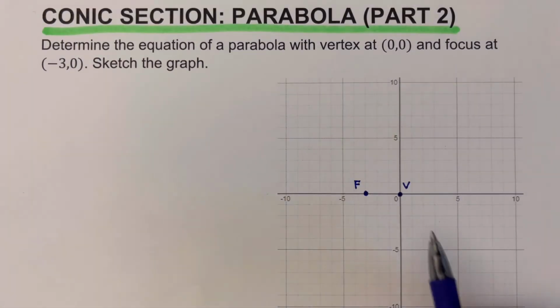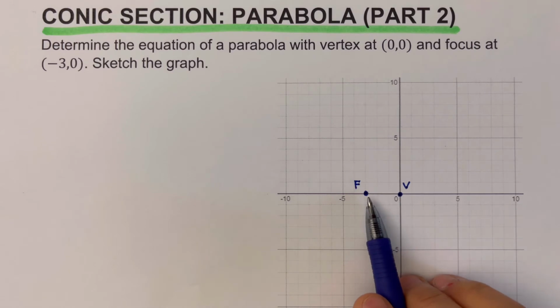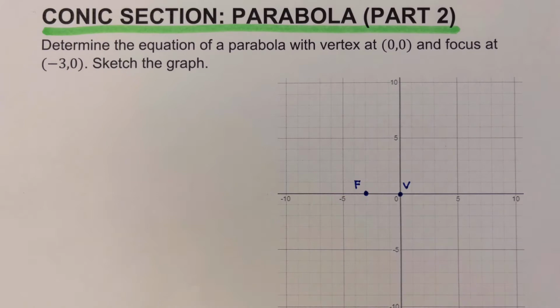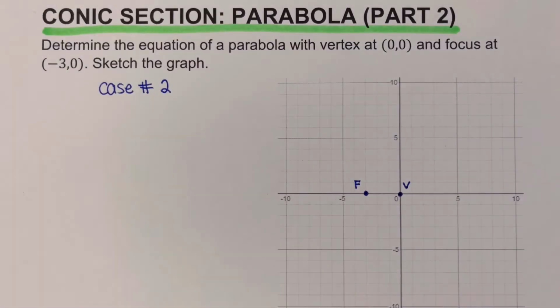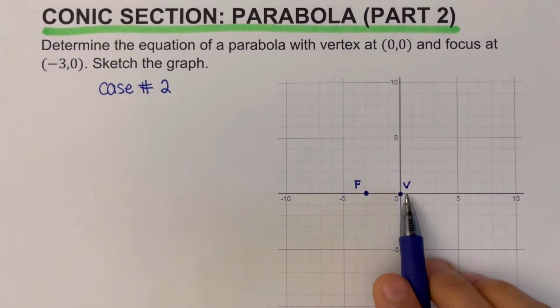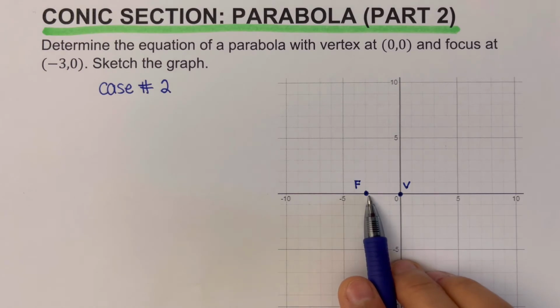Now, looking at these two dots right here, we can tell that the parabola opens to the left, since we remember that a parabola will open towards where the focus is. Since this opens to the left, we can go ahead and say that this is case number 2. So I'm going to go ahead and write that down here. Now, looking at these 2 points right here, we remember that the distance from the vertex to the focus is represented as letter p.